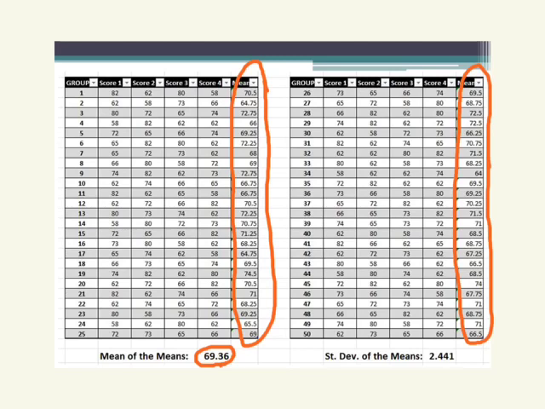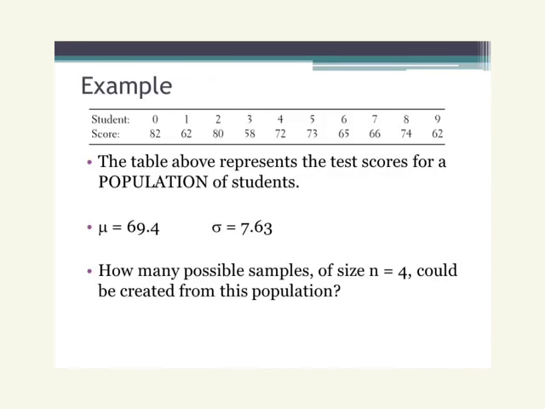So the mean of the means, the average of my 50 averages, came out to be 69.36. The standard deviation of these means came out to be 2.441. Now, let's go back and compare those to what the original parameters were. So here's that population with the parameter values. Again, remember, the fixed parameter mean of this population of 10 test scores was 69.4 with a standard deviation of 7.63.